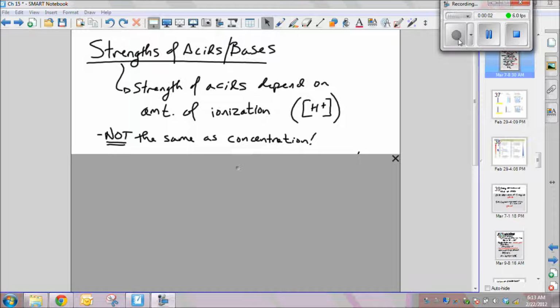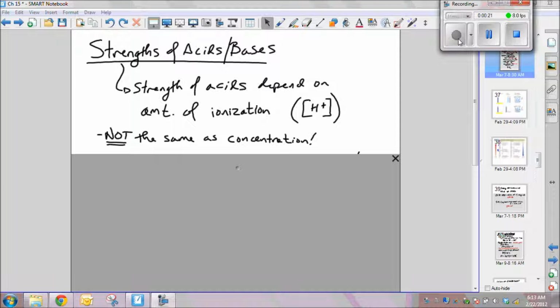This video lesson corresponds with sections 15.2 and 15.5 in your textbook on the strengths of acids and bases and calculating the pH of strong acids. I'm going to concentrate my discussion primarily on acids, strong acids, but the same concepts apply to strong bases.